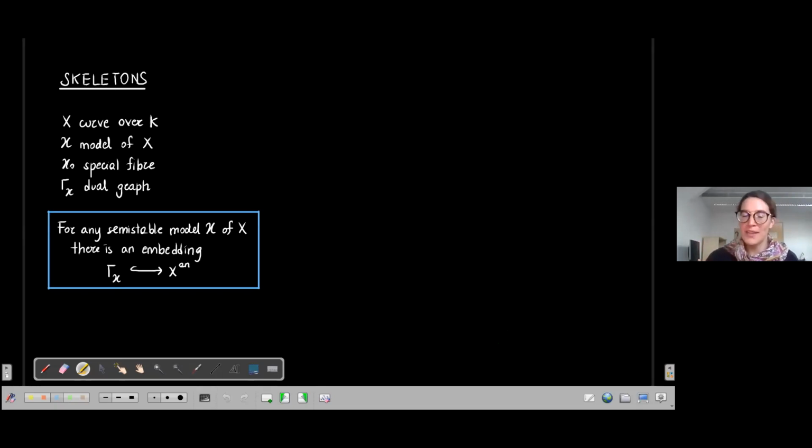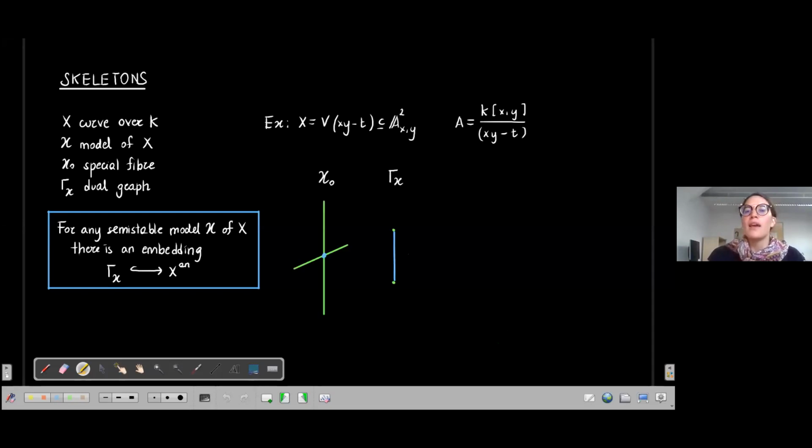So let me try to give you an idea of in which sense we can embed this nice combinatorial object that we just constructed inside the Berkovich space. So let's go back to our main example, xy minus t. Then we see that the special fiber has these two components that meet transversally, and here we have the dual graph. Now we want to see the embedding. So what we want to do is, for instance, let me do it for one of the components. So the vertical component is given by x equals 0. So this corresponds to the component x equals 0.